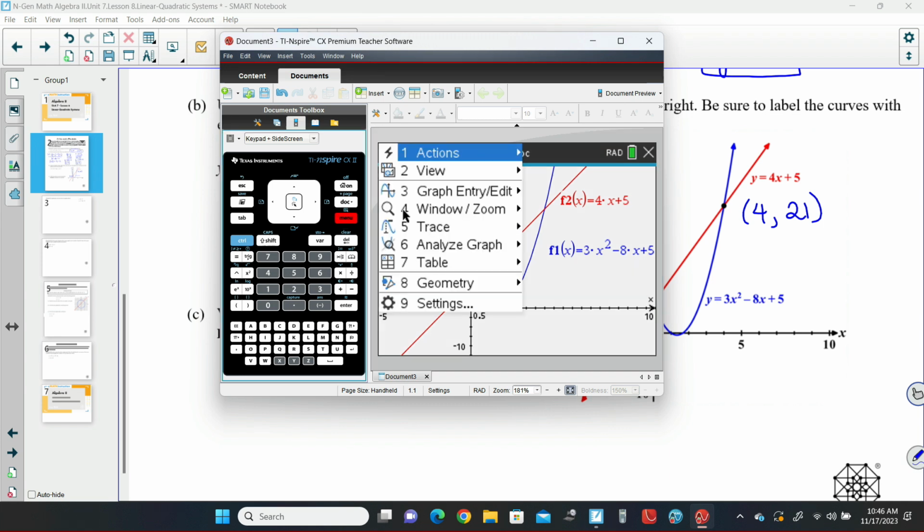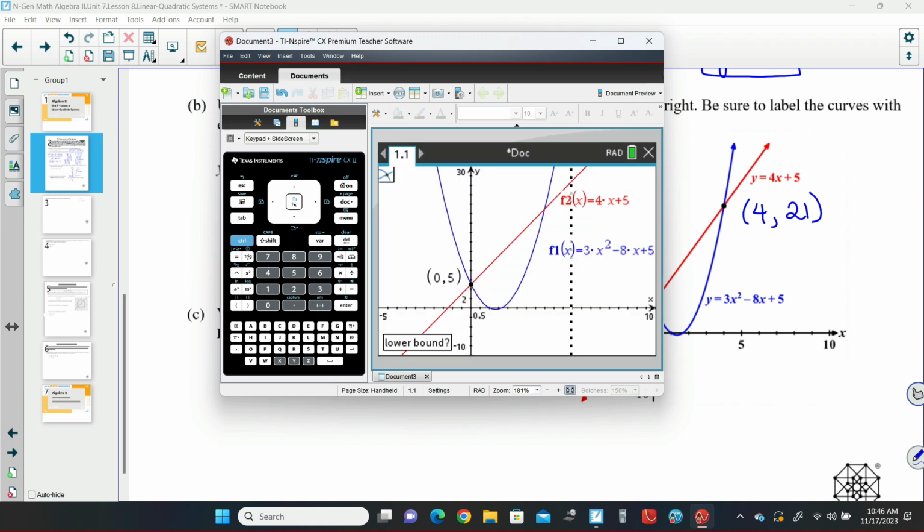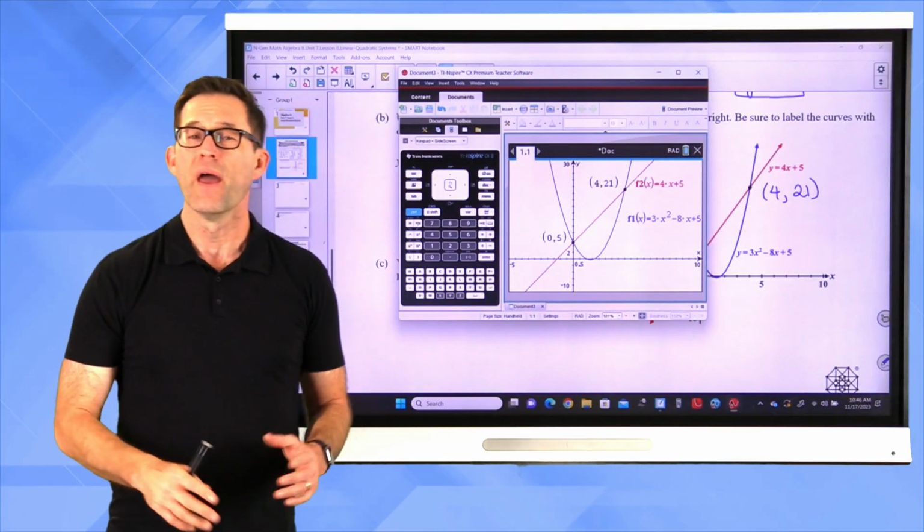Let's do it again. Go into Analyze Graph, go to Intersection, drag it to the left of the intersection point, that's lower bound. Drag it to the right of the intersection point, hit Enter, that's upper bound. And there's our other intersection point, 4, 21. And it's really rather lovely.